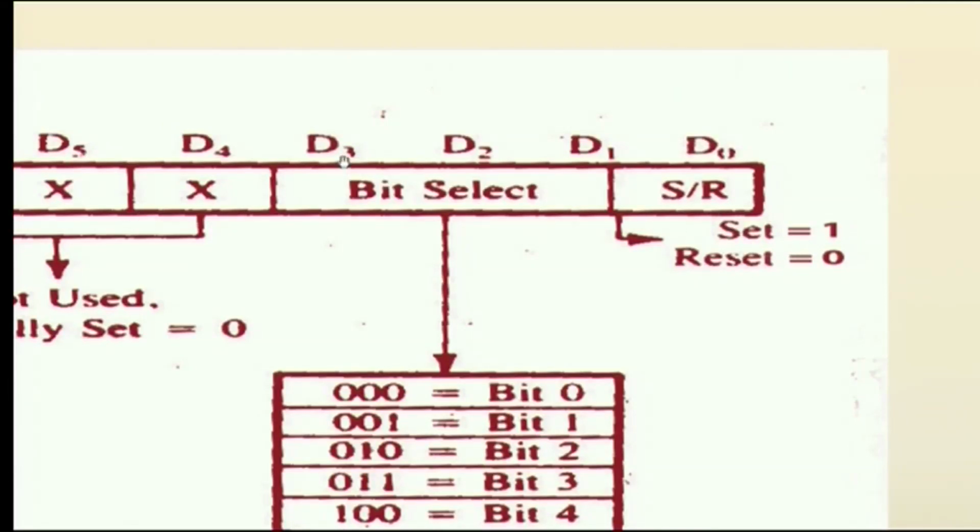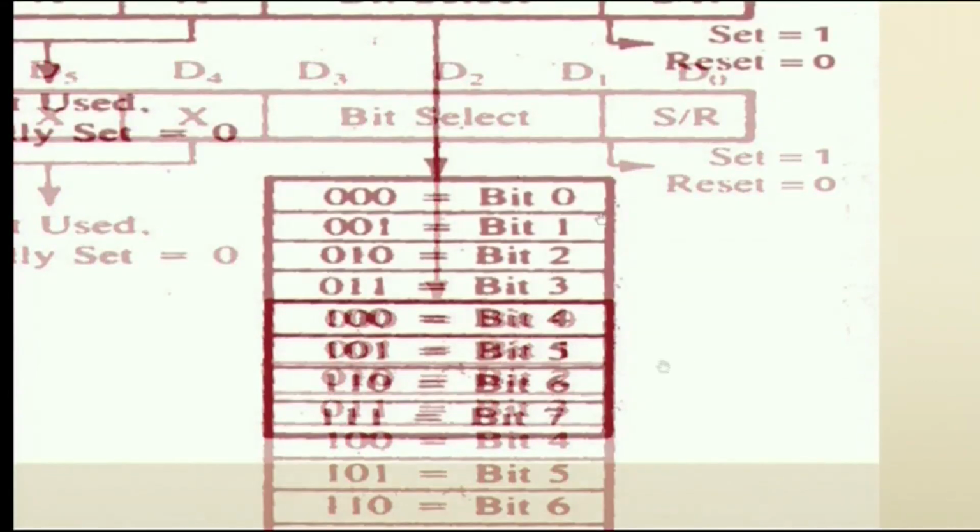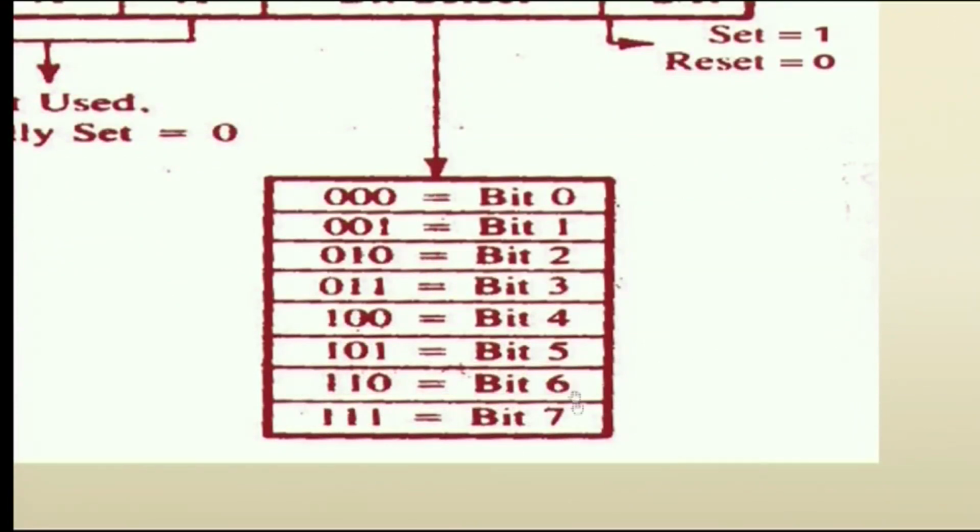So, the D1 to D3 3 bit positions select the bit, because we have 8 bits, 2 power 3 is 8. So, when the bit position is 0 0 0, bit 0 in port C will be selected, 0 0 1 is bit 1 of port C. Similarly, PC 0 to PC 7 will be selected by writing the value of 0 0 0 to 1 1 1. So, this is the BSR mode. This is also an 8-bit control word. It is used to select and either set the corresponding bit position in port C, or reset it by applying the value of 1 and 0.